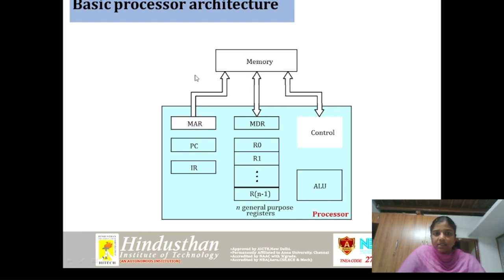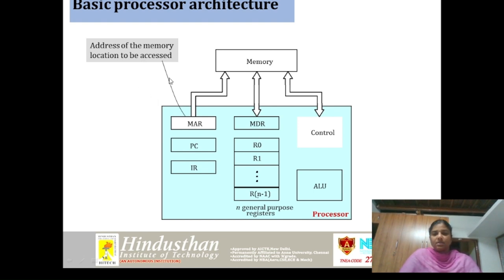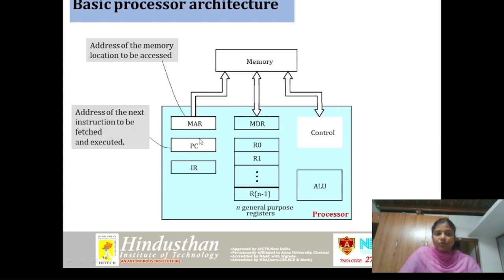Next, what is meant by MAR? The MAR is known as the memory address register. It will store the address of the particular memory location to be accessed with the help of MAR. And next one is the PC. The use of the PC is that the address of the next instruction to be fetched and executed will be stored in the PC. PC is simply known as the program counter. So the address of the next instruction will be stored in the program counter.